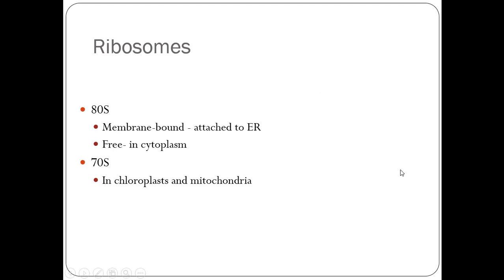The ribosomes are different sizes. So 80S, the S stands for Svedberg, I believe it's a sedimentation factor, which is based on how it separates in a centrifuge. So you don't really need to know exactly what that means. All you need to know is that 80S is a bigger protein than 70S, or it's more dense, I believe. Membrane bound, attached to the ER. These are the ribosomes that are actually on the rough ER, and there's also some free ribosomes in the cytoplasm. And in the mitochondria and chloroplasts, we have these 70S ribosomes.